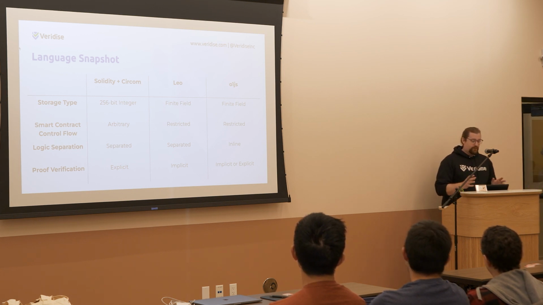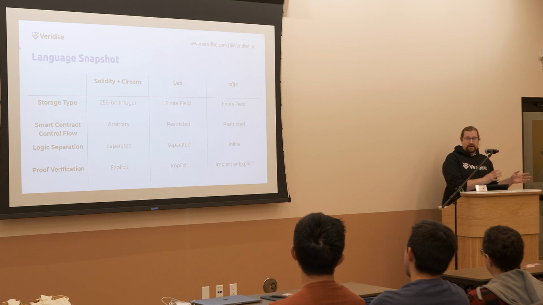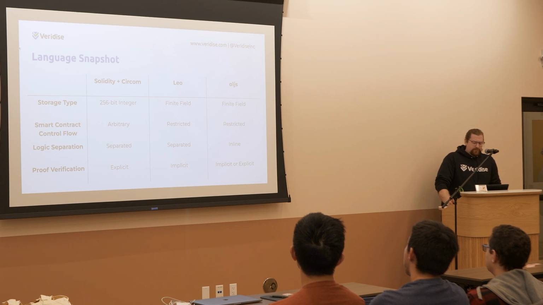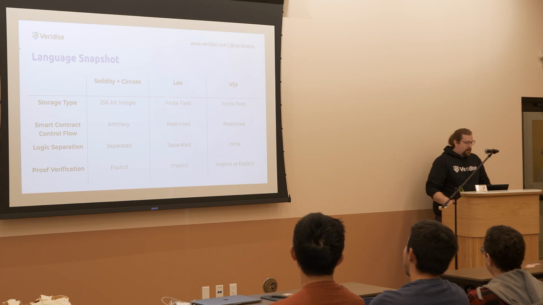They typically also will allow people to operate over integers, but they're specifically integers of a smaller size than a finite field, so that they can model those integers consistently. In addition to that, both of these languages have restricted control flow. And so on the smart contract side, you still can't have the arbitrary control flow or flexibility that you can have in something like Solidity.